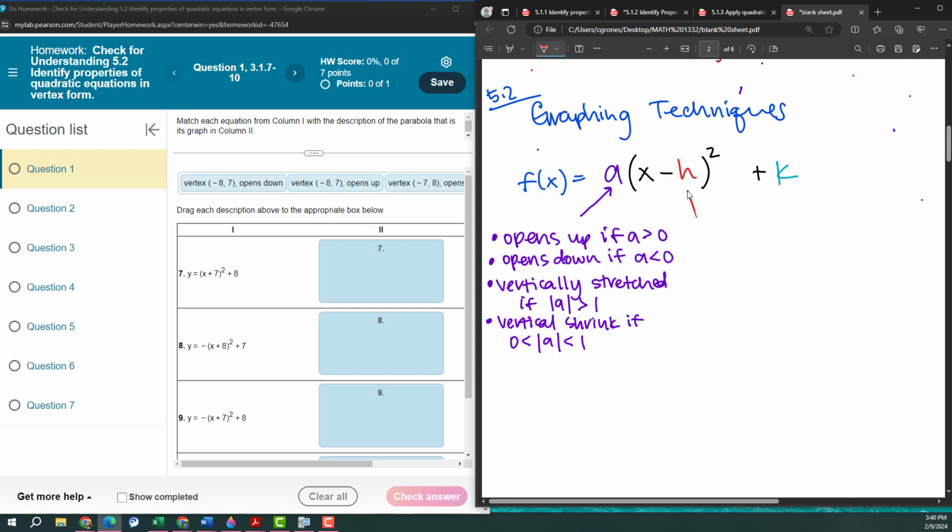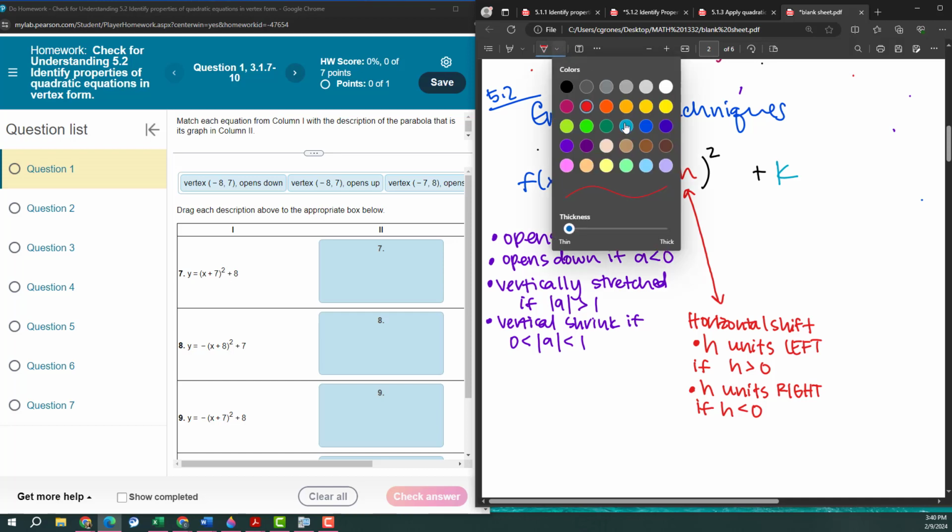For h, I'm going to put this one down here. It is a horizontal shift. And it goes h units left if h is greater than 0. And then it goes h units right if h is less than 0, sorry.